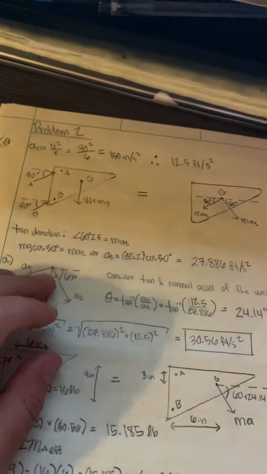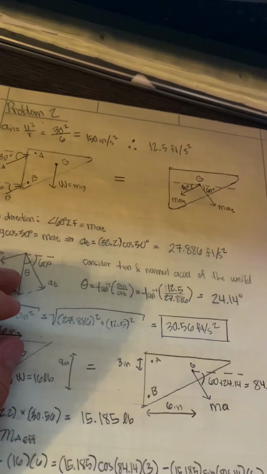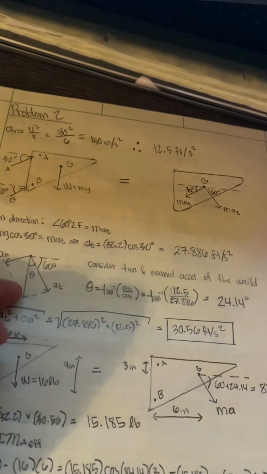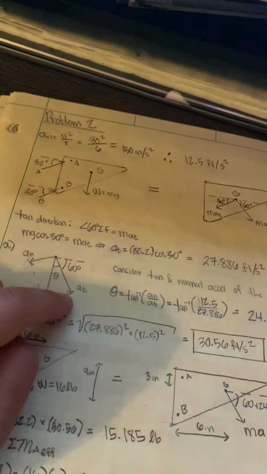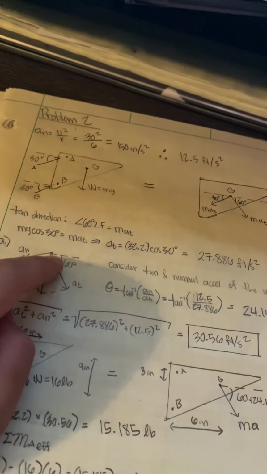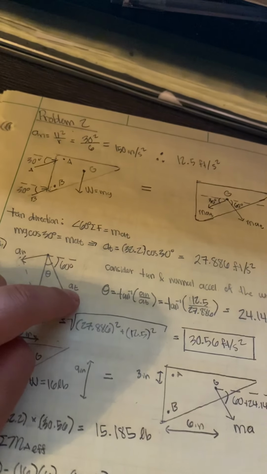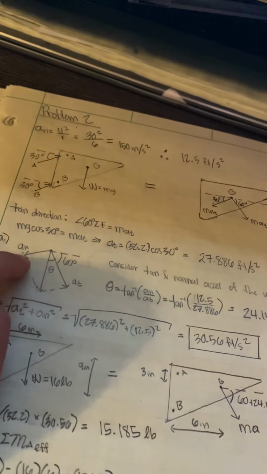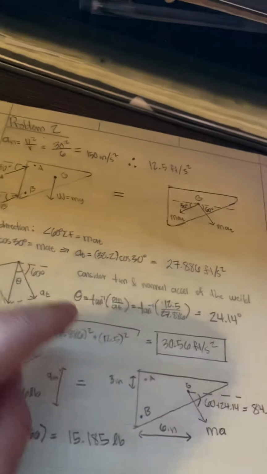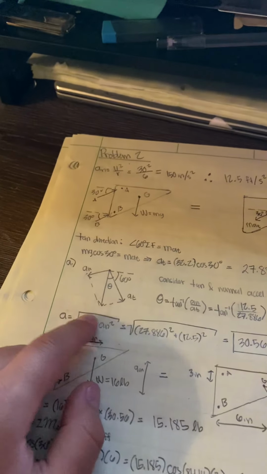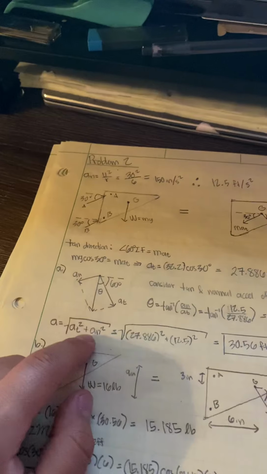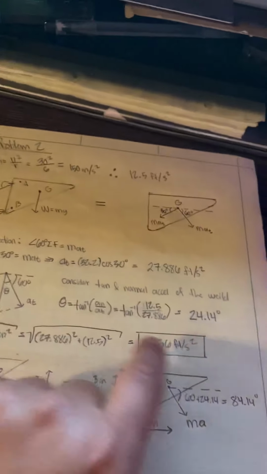And then we consider the tangential and normal acceleration of the weldment. So this is what this free body diagram is right here. We're trying to figure out the angle right here in between the tangential acceleration and the normal acceleration, which gives us this. And the acceleration is the square root of tangential acceleration squared plus normal acceleration squared, and that's what we get.